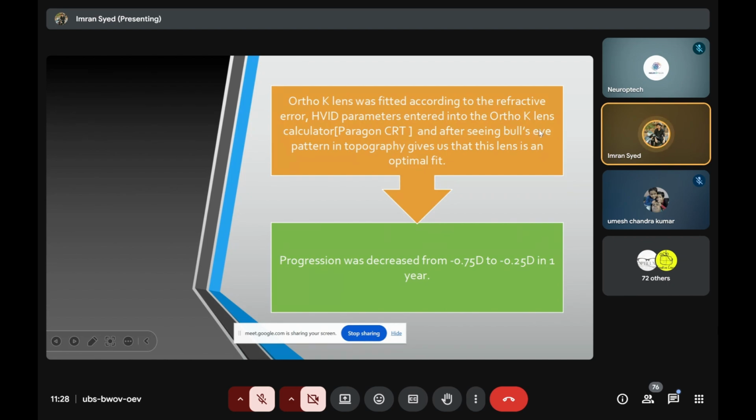After that, you will see the topography. If you are observing a bullseye pattern, then the lens is working properly. You can assume that it is an optimal fit, and you can prescribe that lens. And as you have noted, progression has decreased from -0.75 diopters to -0.25 diopters in one year. So this is how you will prescribe ortho-k lenses for a child.